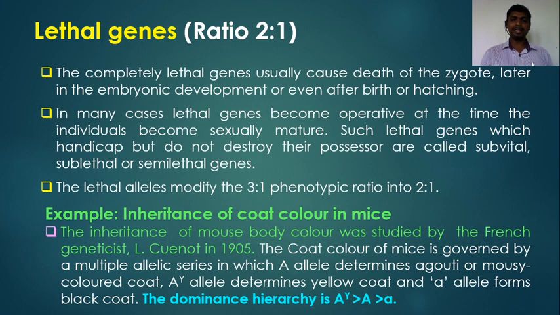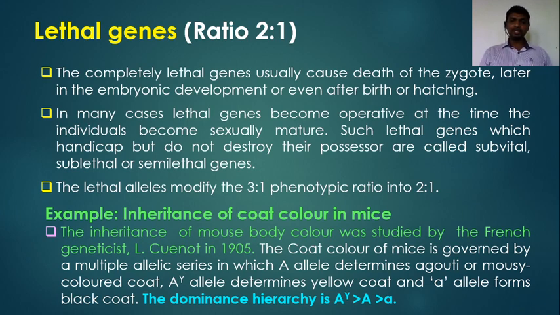So the capital A allele is responsible for agouti coat color. The capital A^Y allele determines yellow coat, while the small a allele forms black coat. If we see the dominance hierarchy, the capital A^Y, which determines the yellow coat, is dominant over the capital A allele, meaning agouti, which is dominant over the small a allele, which forms the black coat. So this is the dominance hierarchy.